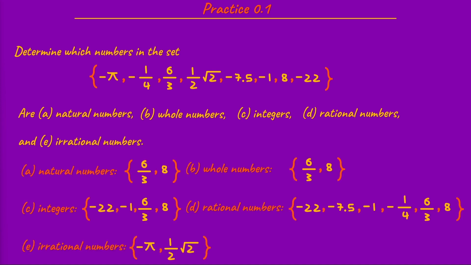So here is the summary of the answer. Natural numbers will be 6/3 and 8. Whole numbers will be the same numbers. Then the integers will include whole numbers along with -22 and -1. Rational numbers will include all integers along with -7.5 and -1/4. The rest of the numbers in the set will be irrational numbers, which are -π and half multiplied by the square root of 2. Now let's move to the second practice.